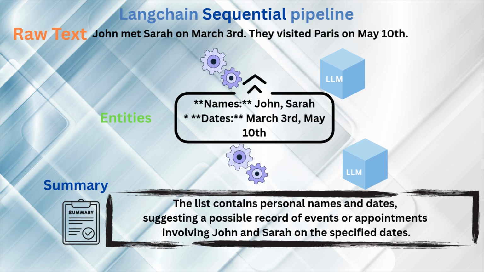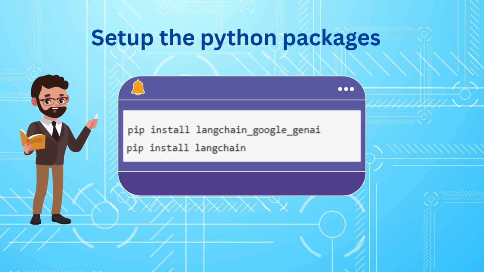So let's start building a real example now, a multi-step pipeline that extracts names and dates from a text, summarizes key insights, and stores it into memory and prints it. The very first step is installation and setup of the dependencies. We are going to run the command pip install langchain and langchain-google-genai. These packages are necessary to be installed before we start our code.